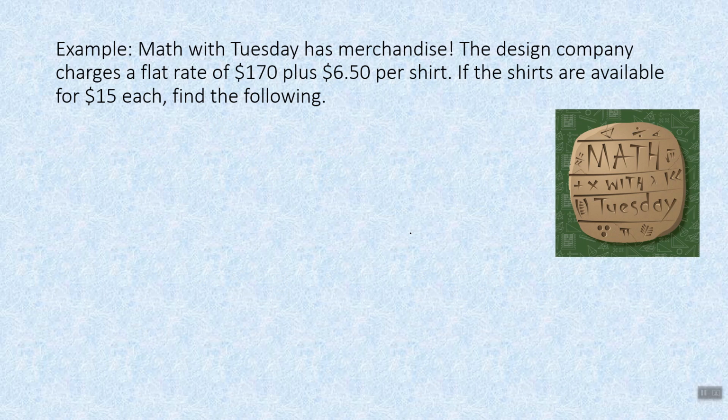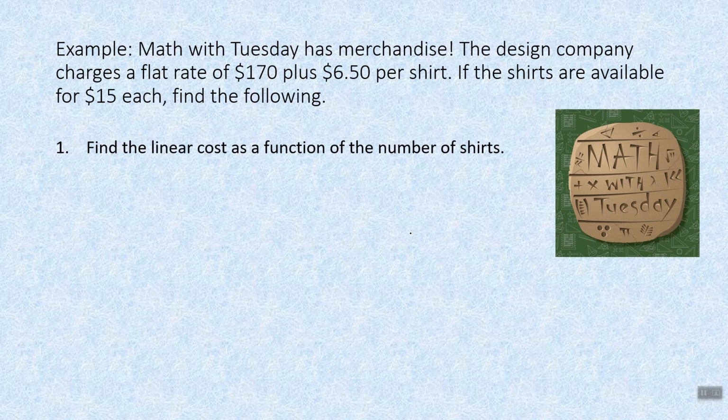All right, so Math with Tuesday has merch. This is not true, but I'm working on it. The design company charges a flat rate of $170 plus $6.50 per shirt. If the shirts are available for $15 each, let's find the linear cost as a function of the number of shirts. Well, our fixed cost, a flat rate of $170. All right, so that's our b value.